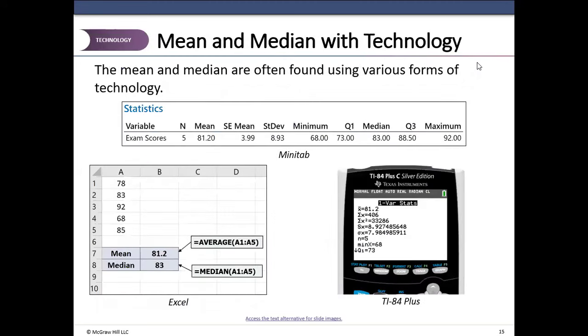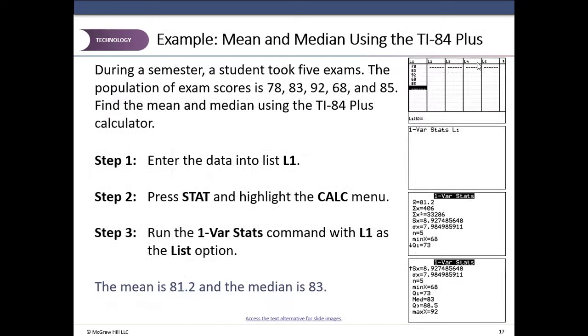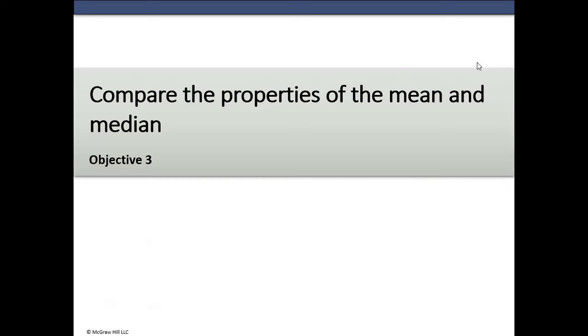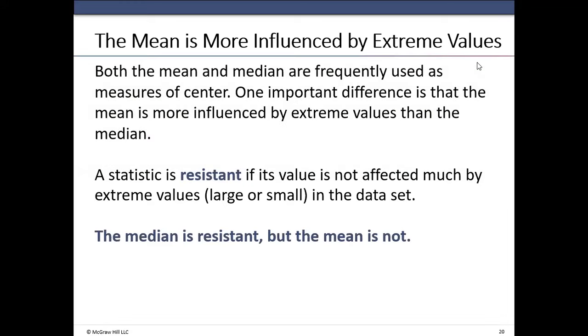Okay. So they show you how to do it by the calculator in these slides, which I'll skip. Compare the properties of the mean and the median. Both the mean and median are frequently used as measures of center. One important difference is that the mean is more influenced by extreme values than the median.